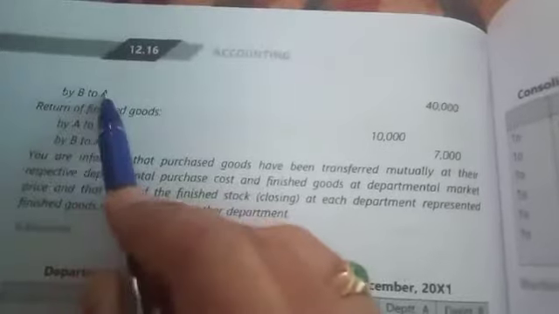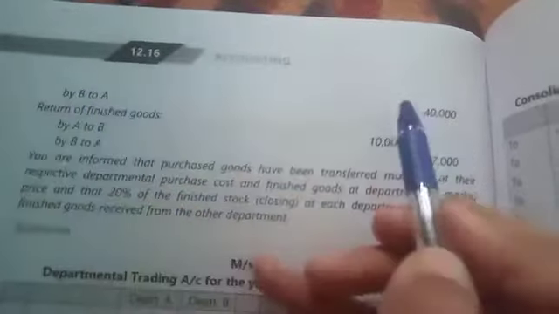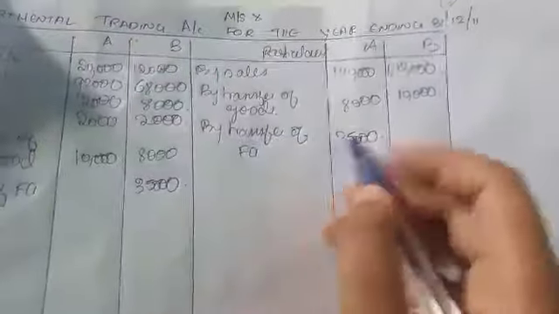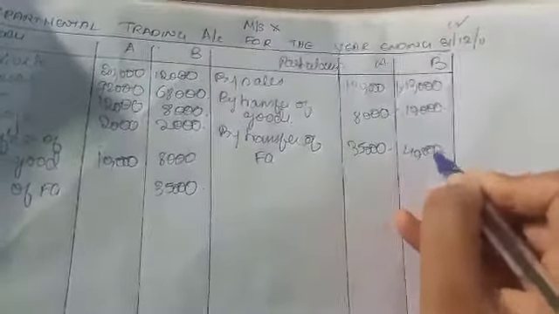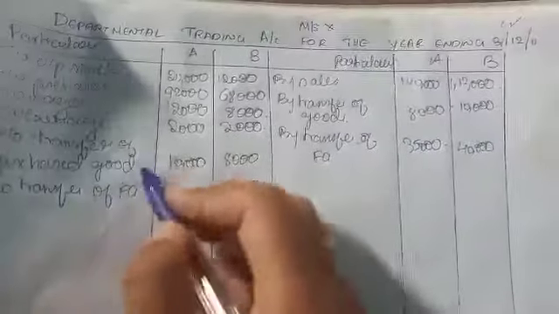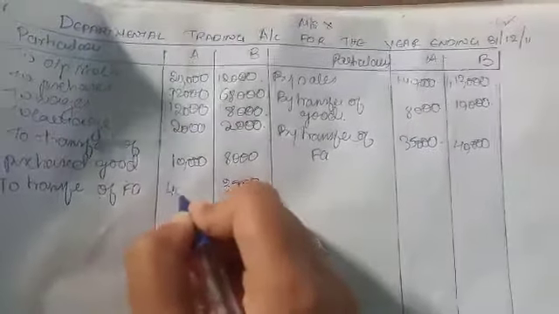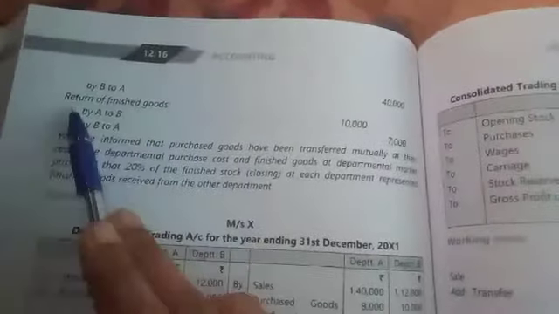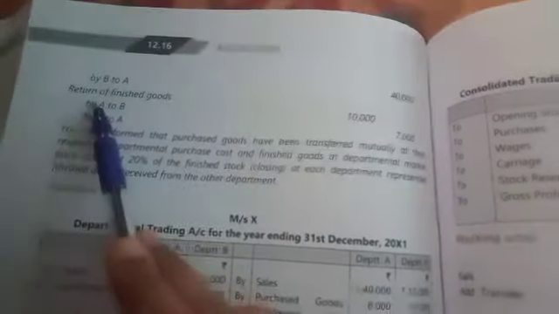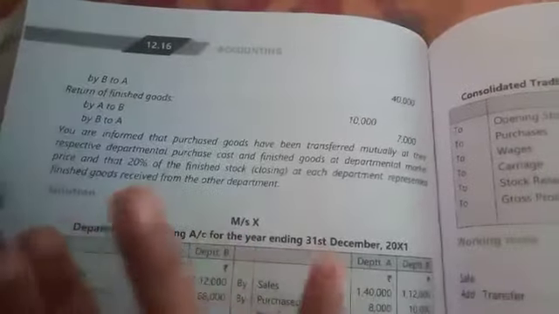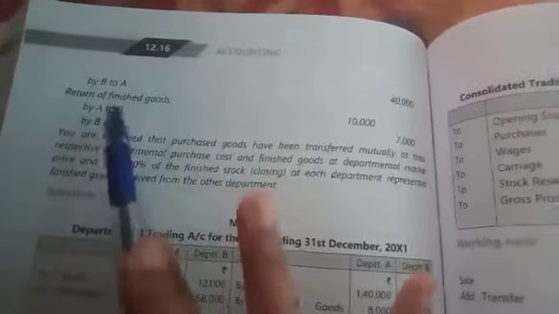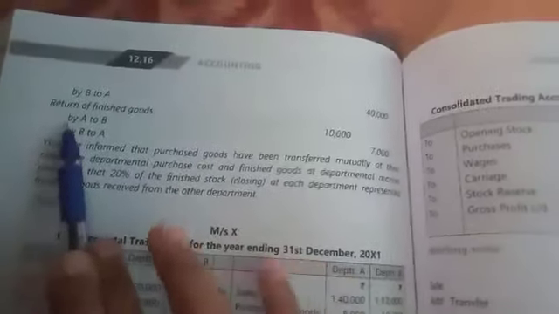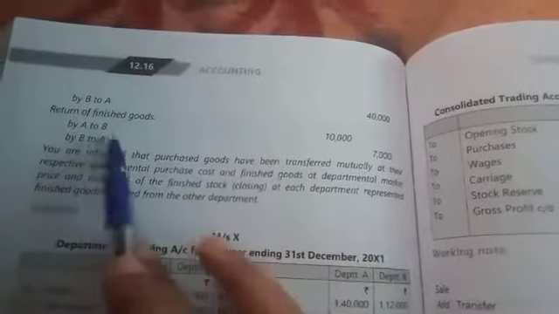The next finished goods is from B going to A. So by B, by transfer of finished goods by B it is 40,000. To A it is going, to transfer of finished goods to A it is 40,000. Same thing applies to everyone, whether it is return of goods or transfer of goods: from whom it is going, to whom it is going. That's all.